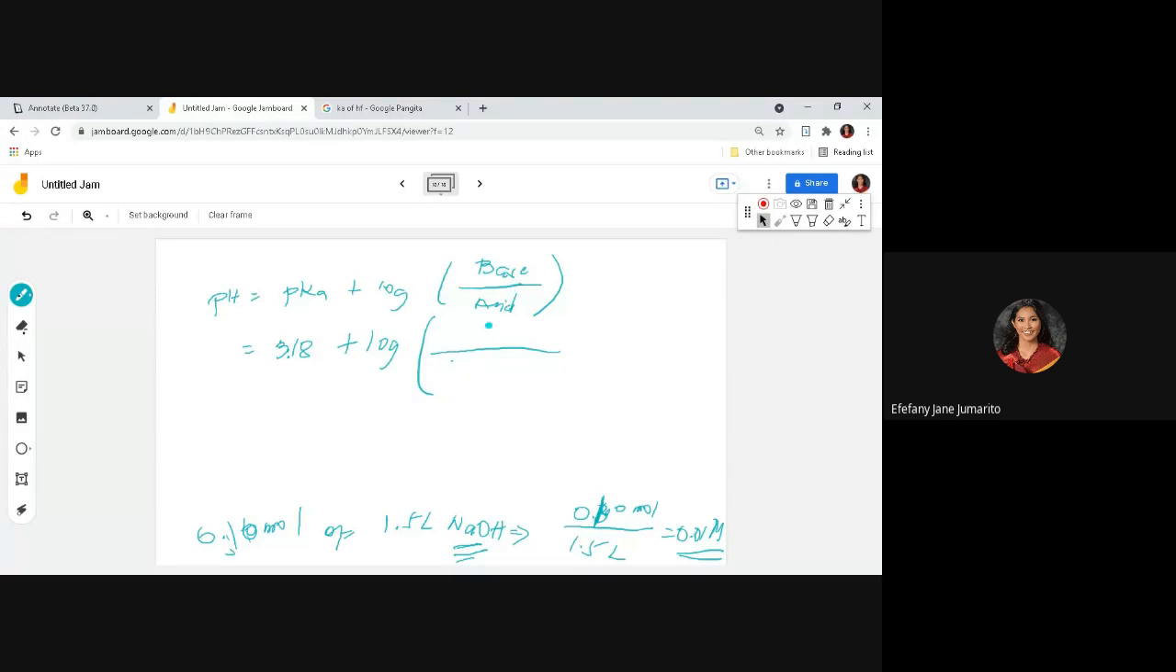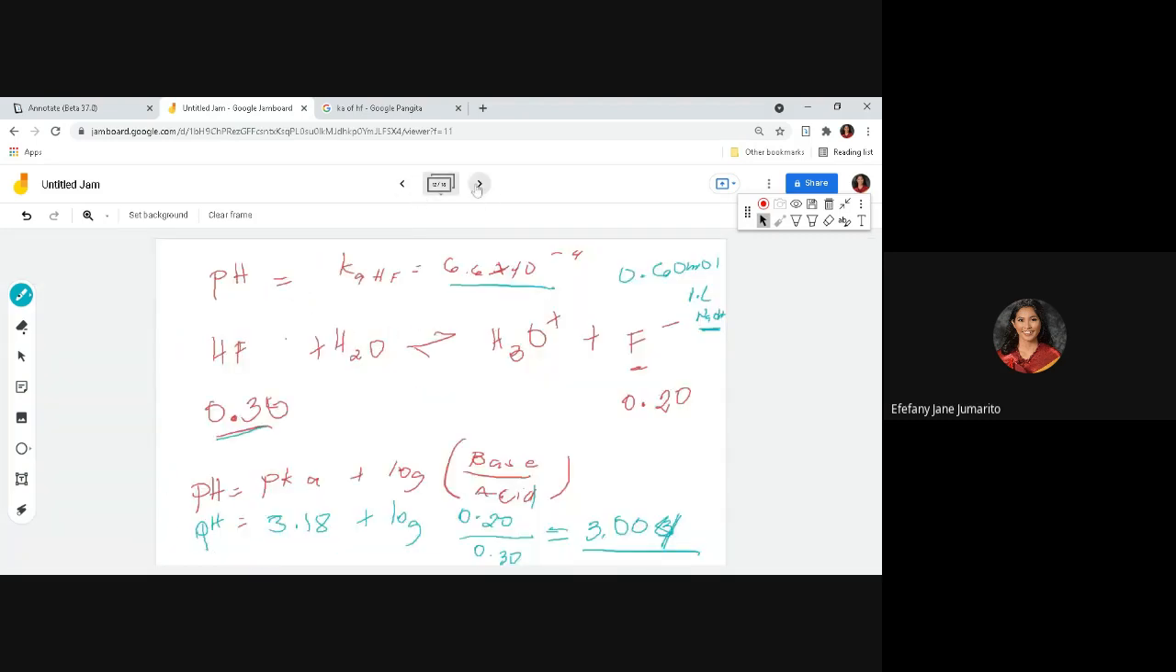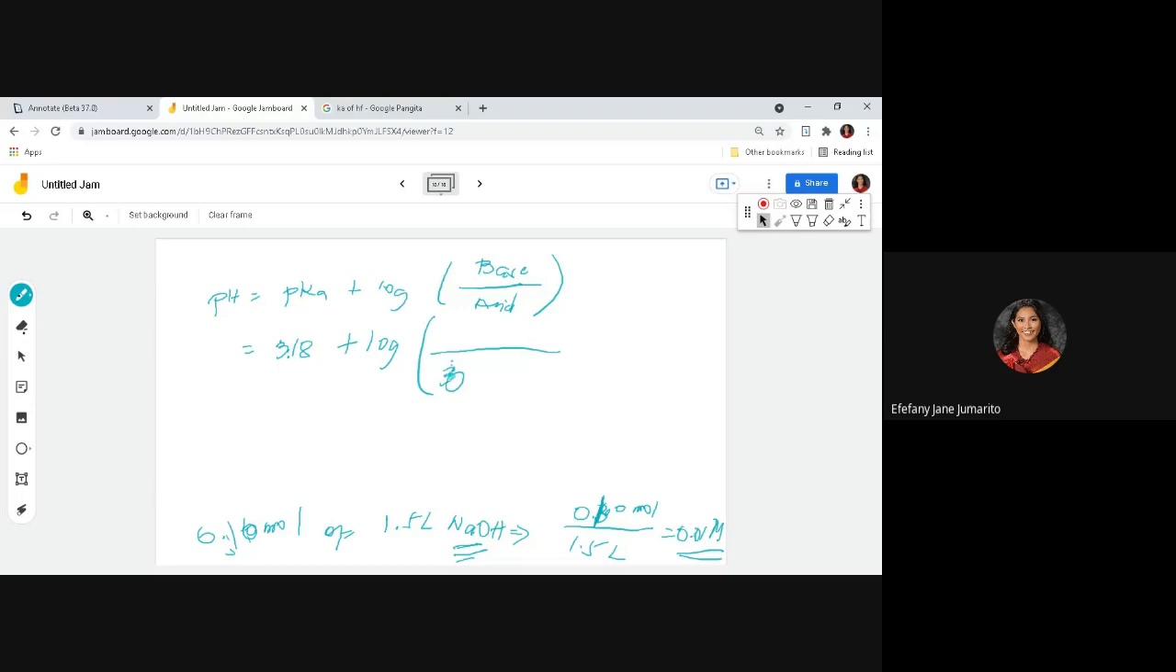So what will happen to the acid? Because the NaOH will be consumed and react, the acid will decrease. What's that one first? 0.30. So 0.30 minus 0.01 will become 0.29.